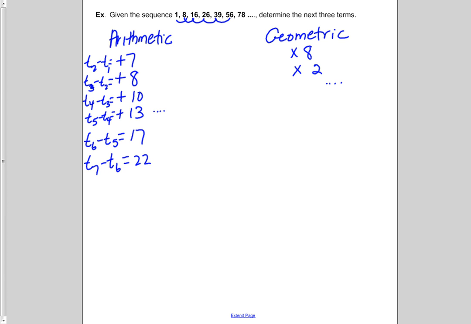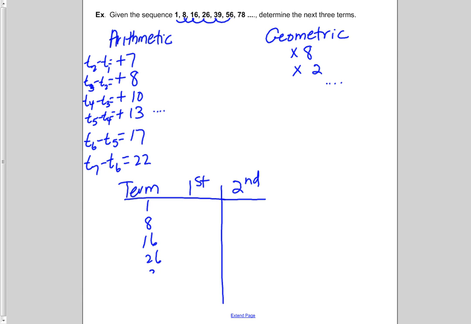It would probably be better for me if I organized it in a table. So my term, first differences. I'm going to look at second differences, see if I can come up with a relationship. Term 1, 8, 16, 26, 39, 56, 78. Just for the sake of my eyeballs. My first differences were 7, 8, 10, 13, 17, 22.